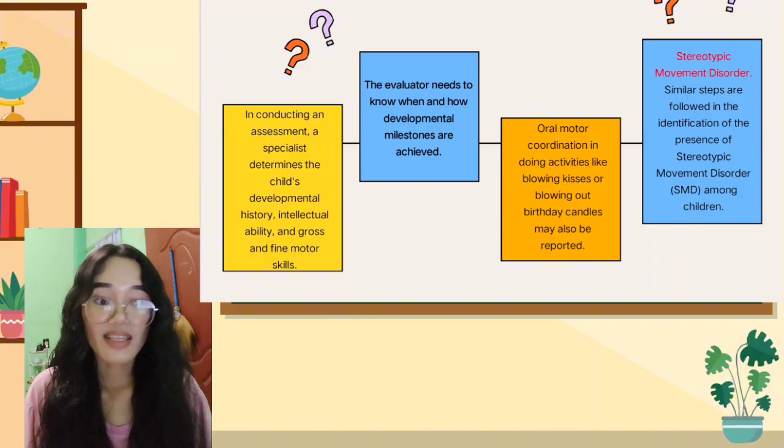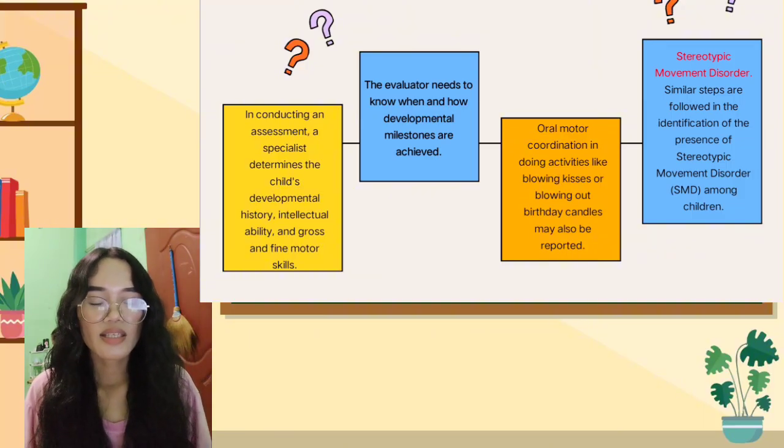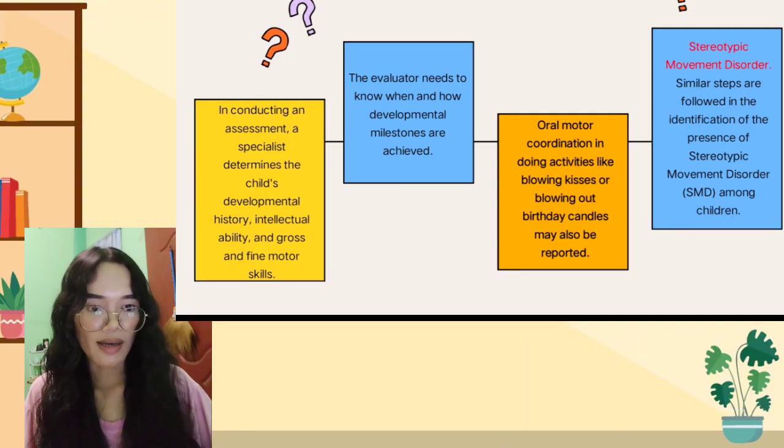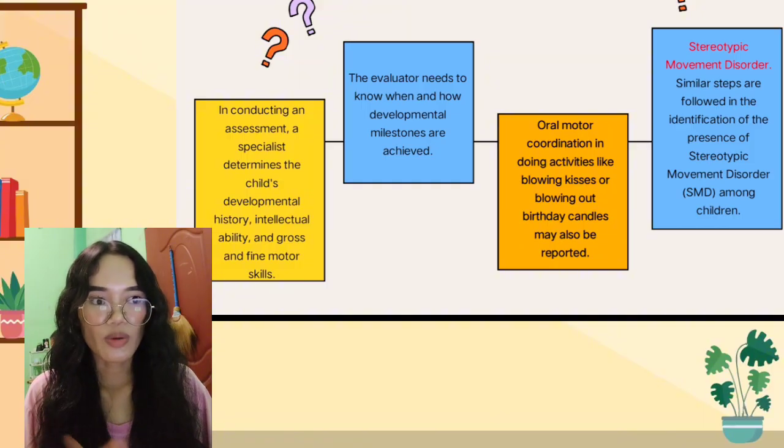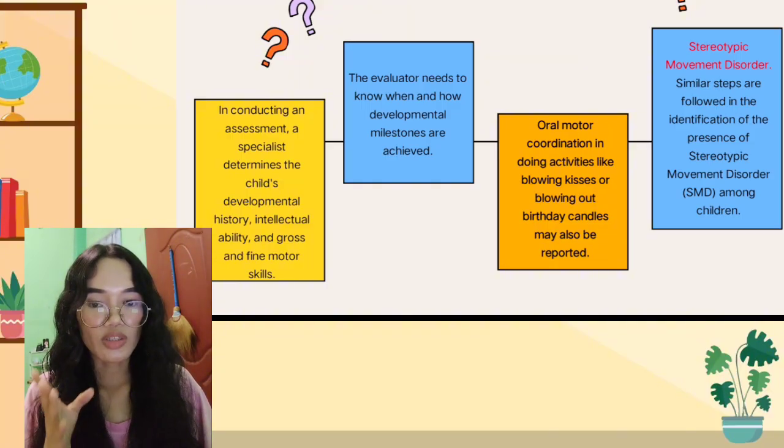So, this assessment is conducted to check the child's balance, no? Sensitivity to touch and performance in other gross and fine motor activities. In that way, sa pag-examine sa bata yung kanyang gross and fine motor skills is ma-determine kung meron nga bang problem or difficulties yung isang bata. Sa oral motor coordination naman dito is gina-examine dito in doing activities like yung pag-blow ng kandila or pag-blow out ng birthday candles, mga ganon, may also be reported. So, ganito yung examination for oral motor coordination ng isang bata.